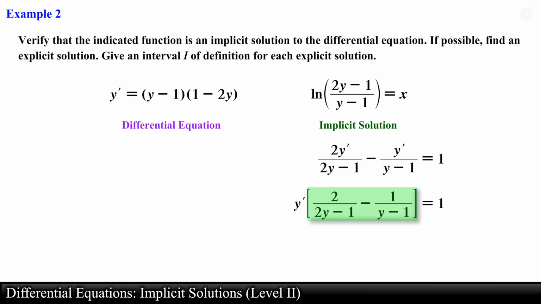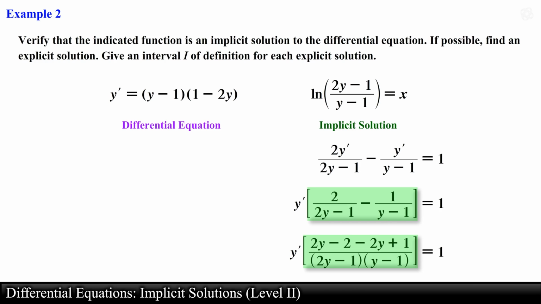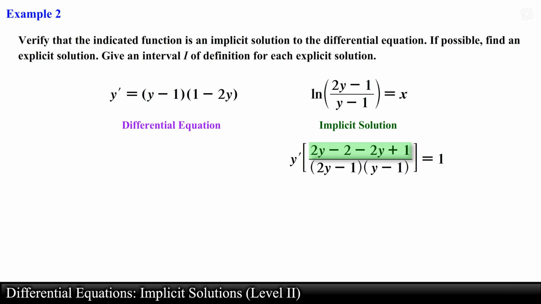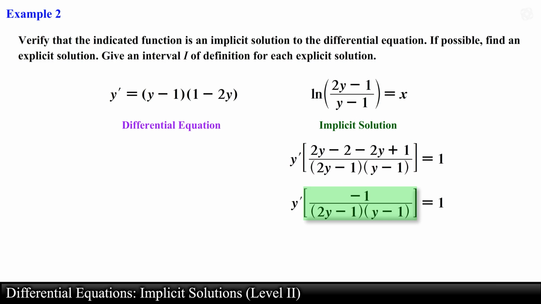Next, let's go ahead and add the fractions by finding a common denominator and rewriting the numerators accordingly. Next, let's simplify the terms in the numerator. And finally, let's multiply both sides of the equation by the reciprocal of the expression inside the bracket. Doing this, we obtain the following expression for the derivative.